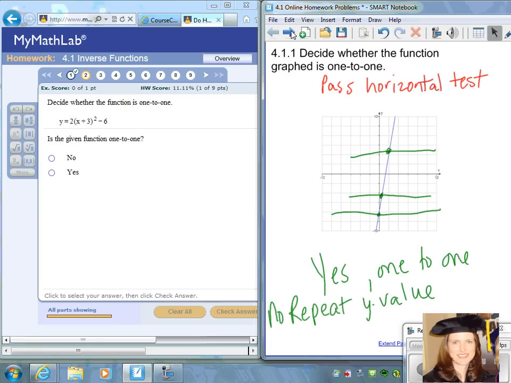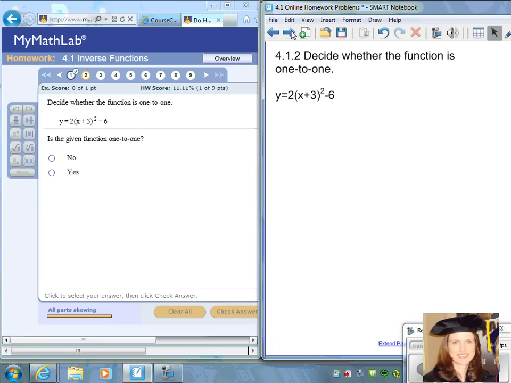Okay, question number 2. Decide whether the function is one-to-one. This is the equation y equals 2 times the quantity x plus 3 squared minus 6. Now, if you remember how we graphed this in the previous chapter, this is a graph of a parabola, and this parabola has been transformed by shifting the whole parabola to the left 3, so our vertex is at -3, and this -6 indicates that the parabola has a vertex at (-3, -6).